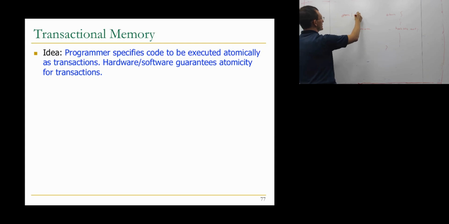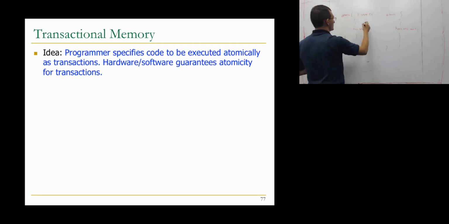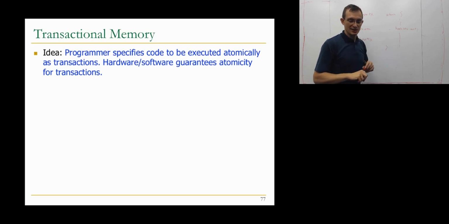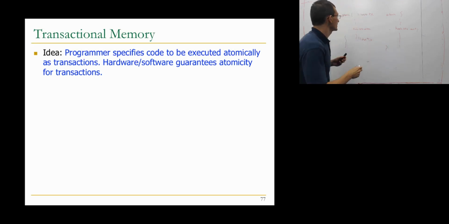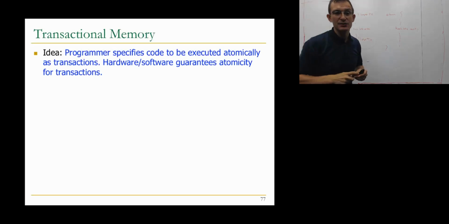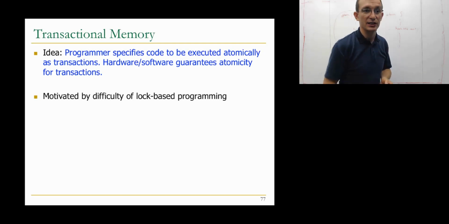Another way of thinking about it is begin transaction and end transaction at the very end. Right? You could use begin transaction and end transaction. And somehow the hardware and software guarantee that this entire piece of code is executed all or none. And how does it do that? Well, similarly to what we've discussed earlier.